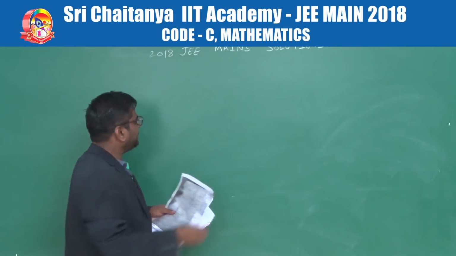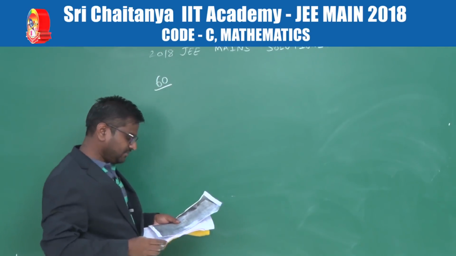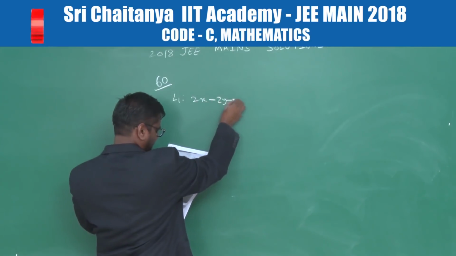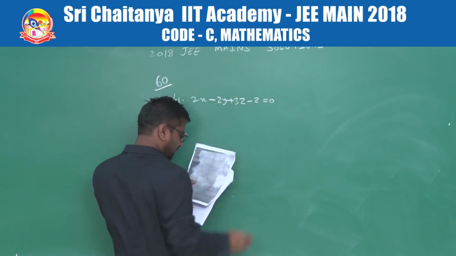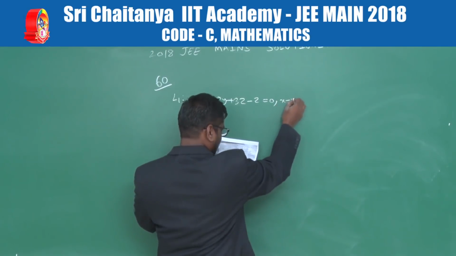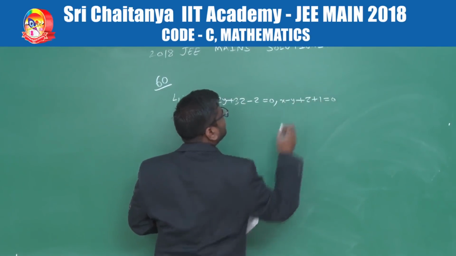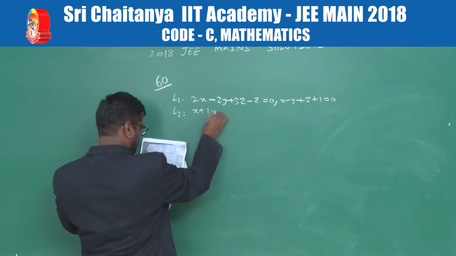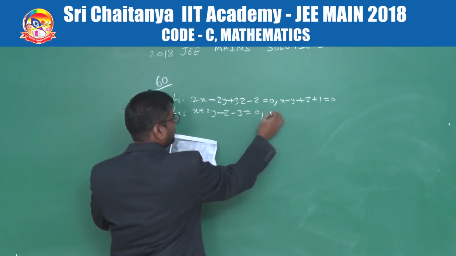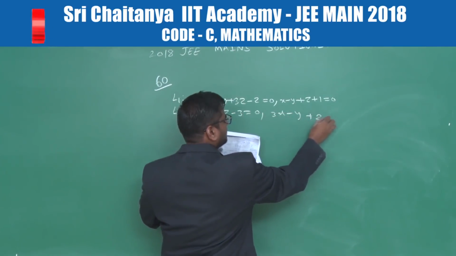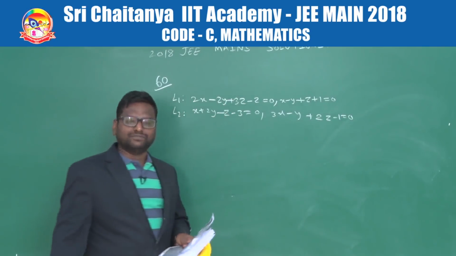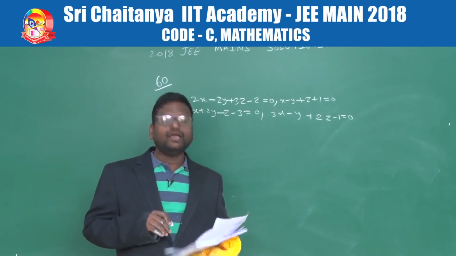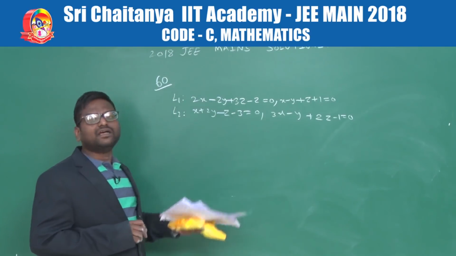Next one, question number 60. L1 is the line of intersection of 2x minus 2y plus 3z minus 2 equal to 0 and x minus y plus z plus 1 equal to 0. L2 is the line of intersection of x plus 2y minus z minus 3 equal to 0, 3x minus y plus 2z minus 1 equal to 0. What we want is the distance of origin from the plane containing both the lines L1 and L2.